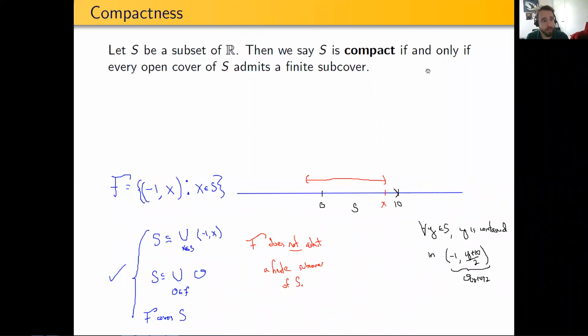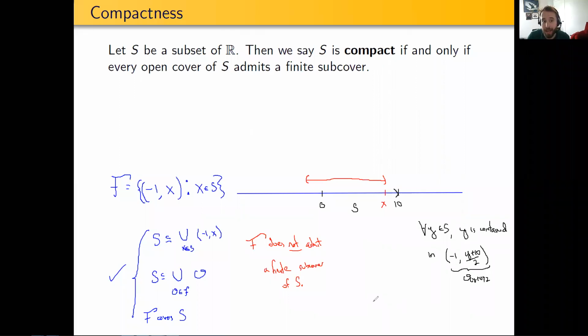So the new definition that we want to deal with is this idea of compactness. So compactness is a quality about subsets of the real numbers. In this case, it's these examples S. So let S be a subset of the real numbers. Then we say S is compact if and only if every open cover of S admits a finite subcover.